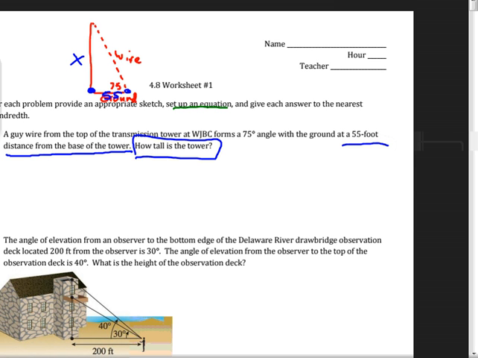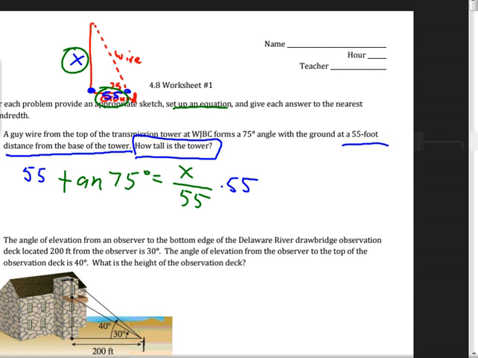So this is either sine, cosine, or tangent of 75. Do you get that the two things we were given are the opposite and the adjacent? So hopefully you're using tangent of 75 equals opposite over adjacent. And now the x is almost alone. I just have to multiply by 55. If I wanted an exact answer, that would be it: 55 times tangent of 75. But on these, we were just going to type into the calculator tangent of 75.